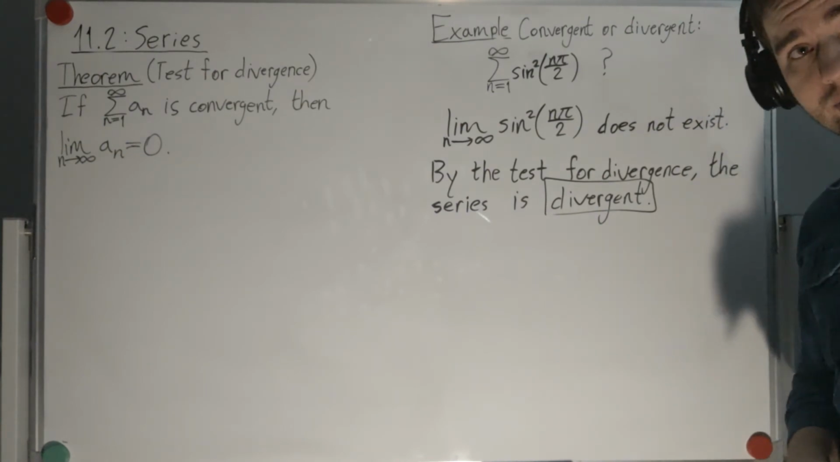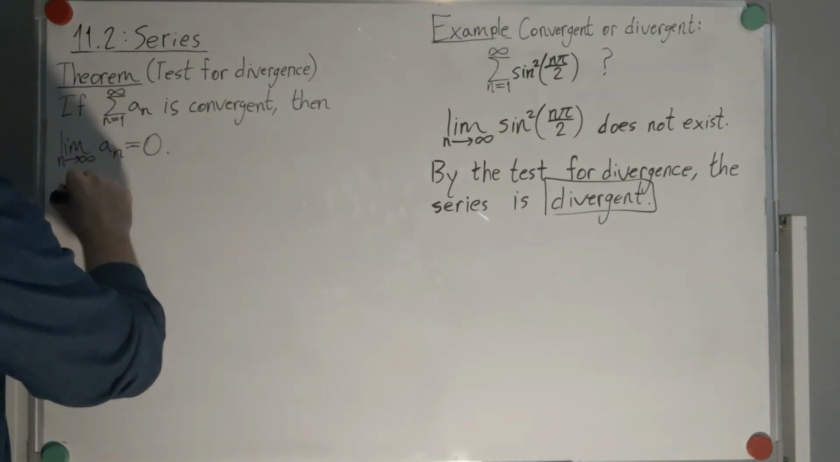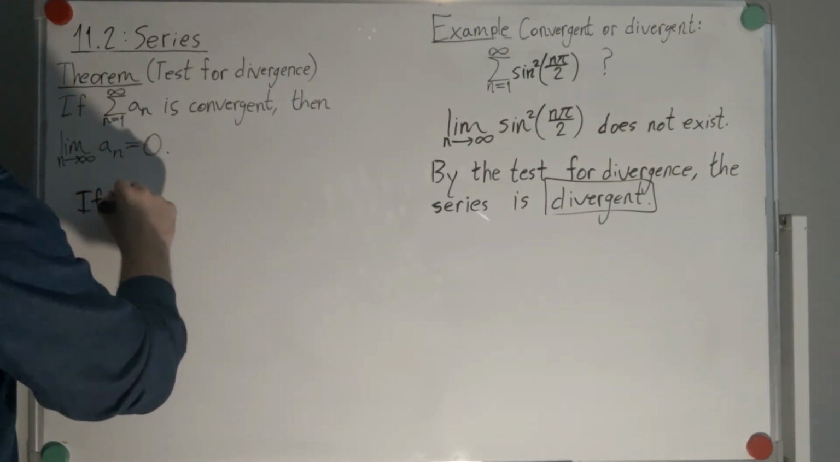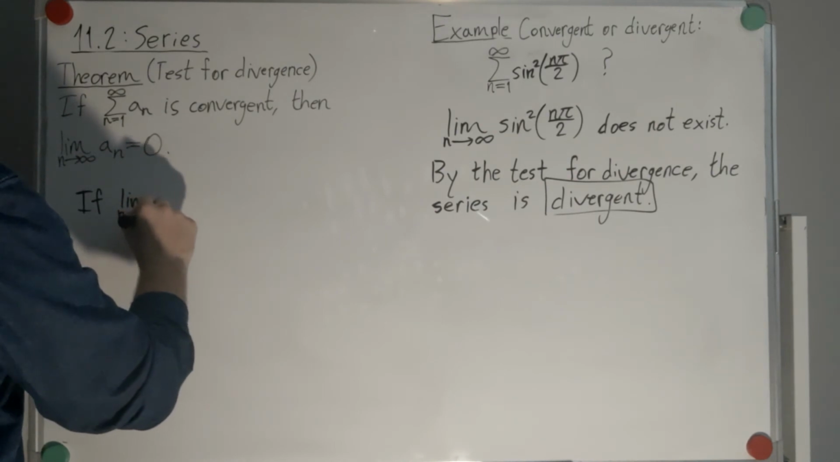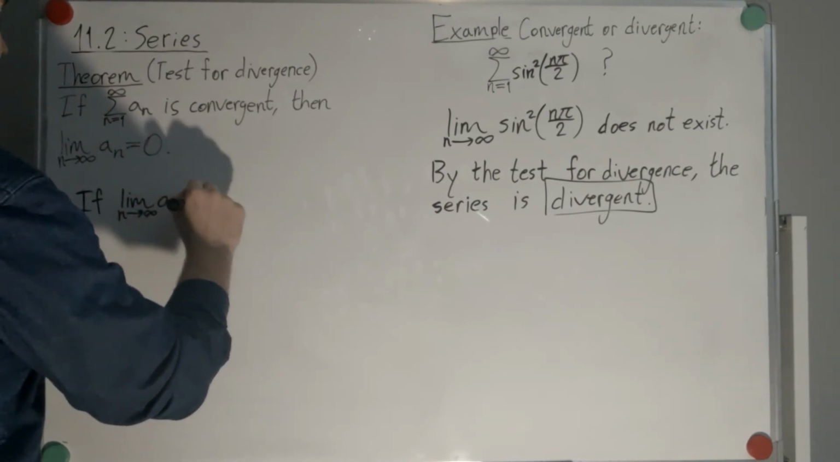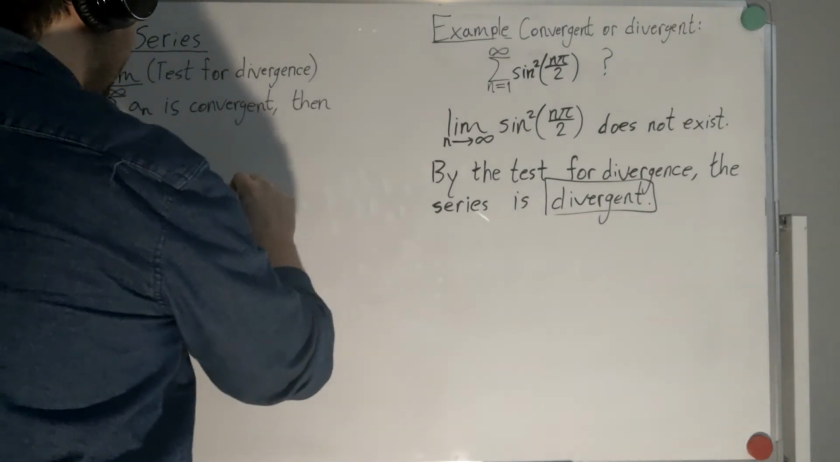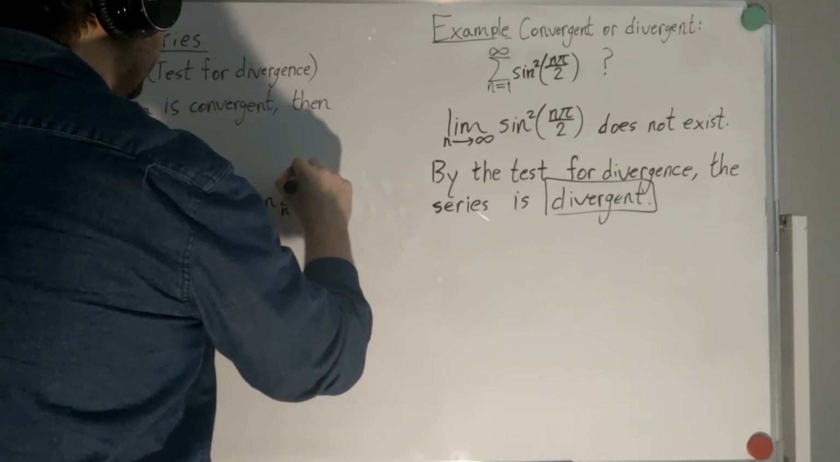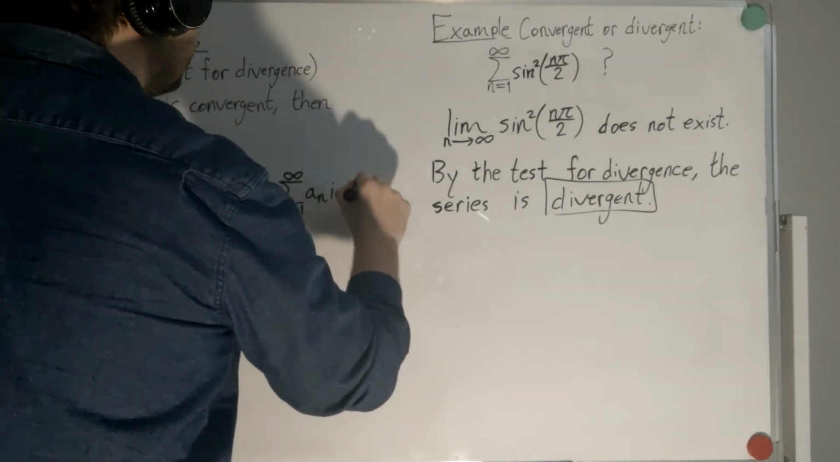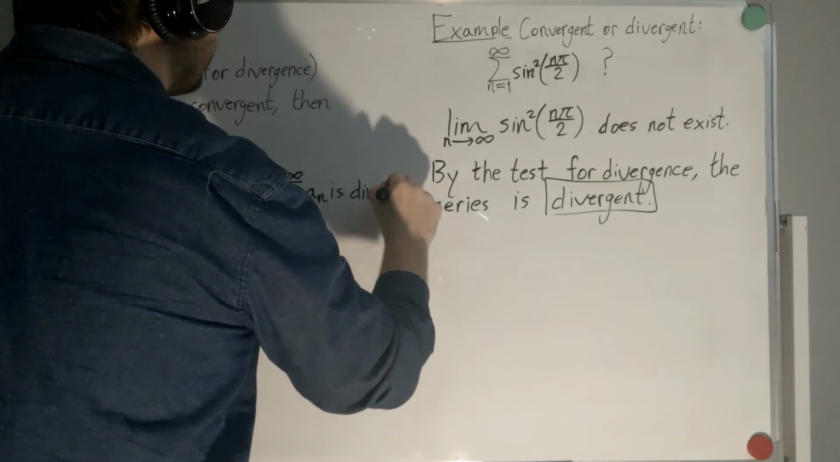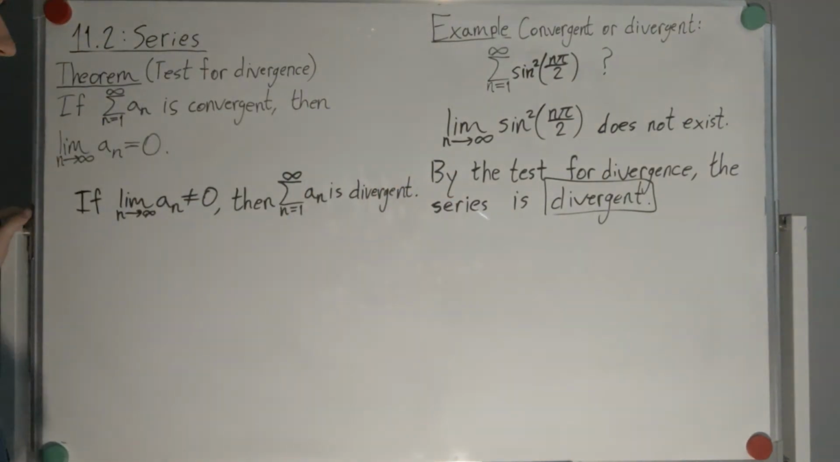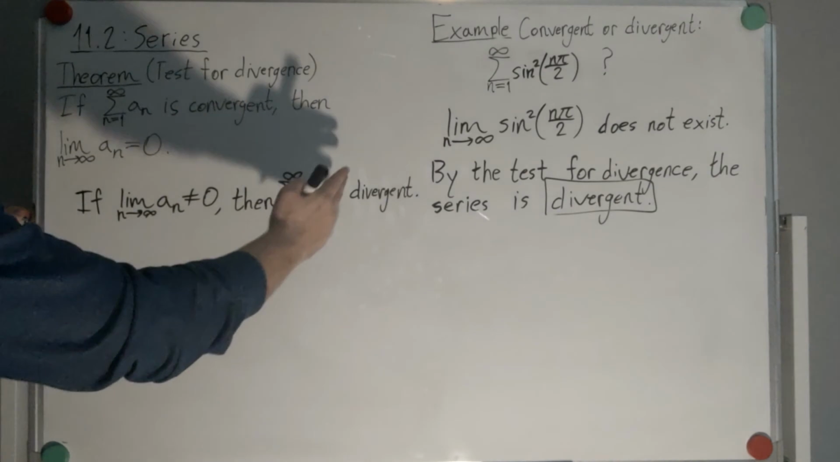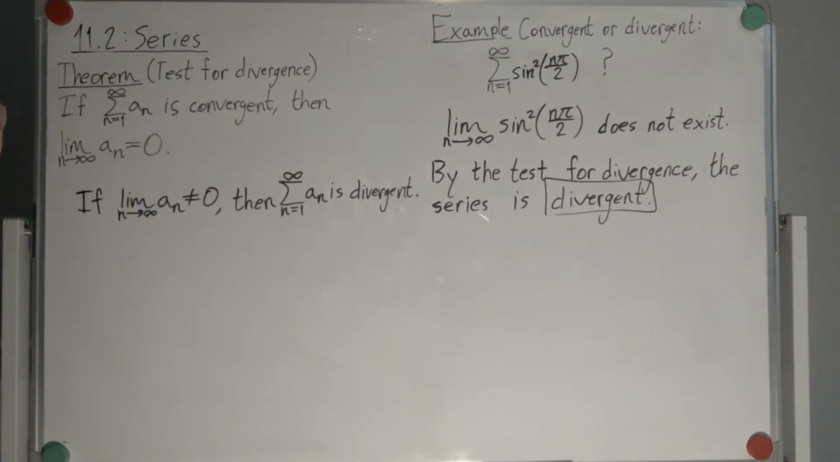So, what are we seeing in these examples? Well, we're seeing that the test for divergence works like this. If you have an infinite series and the limit as n approaches infinity of its terms is not 0, then the sum from n equals 1 to infinity is divergent. Okay? That's a restatement of this theorem, and it's pretty much how we always use it.